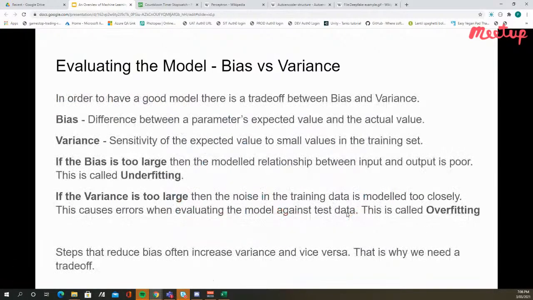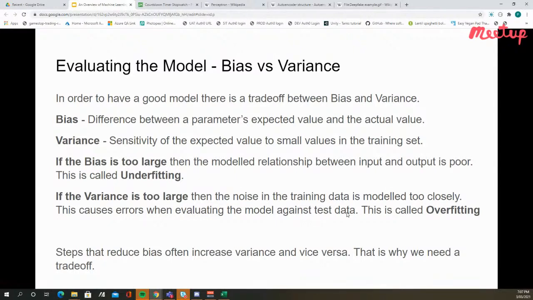Okay, so let's move on. Now, I'll come back to that graph in a minute, but we'll just define a few terms. In evaluating classification models, we have a concept called the bias-variance trade-off.